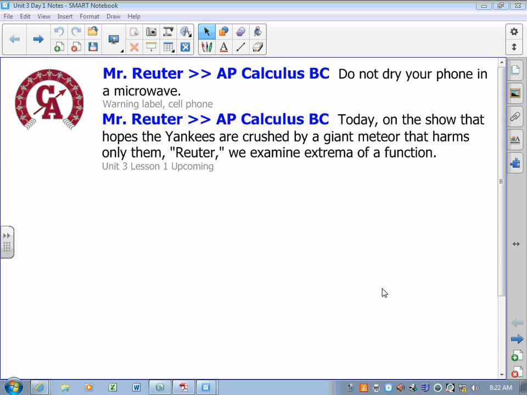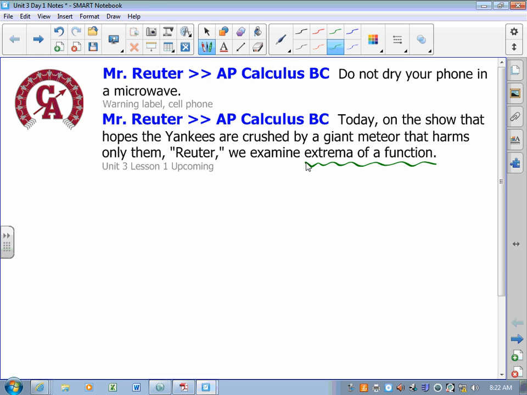When is a function at its highest? When is a function at its lowest? Where's the top? Where's the bottom? That becomes a big area of concern for us. And so we are going to dive into that over the next few lessons. All right. Here we go.